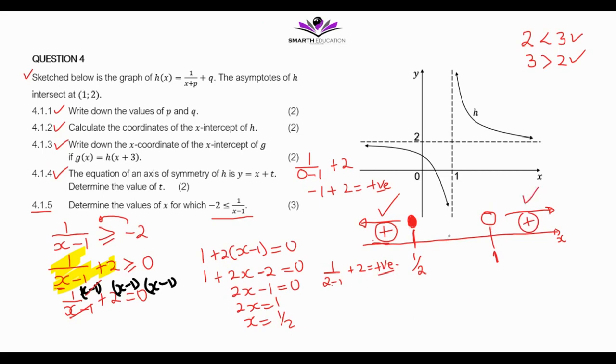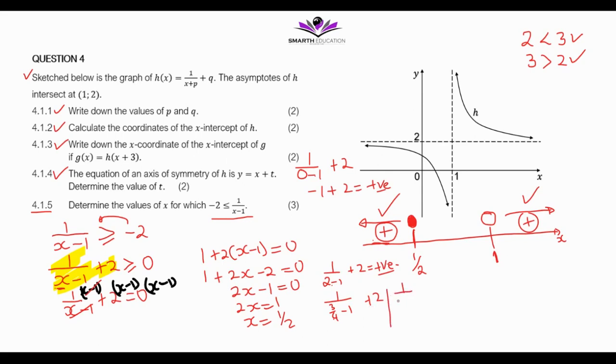Let's pick now anything between 1 over 2 and 1. It can be a fraction. 1 over 2 is 0.5. 0.75 is 3 over 4. Let's pick 3 over 4. So I'll say 1 over 3 over 4 minus 1, plus 2. 3 over 4 minus 1, where 1 is like 4 over 4. 3 over 4 minus 4 over 4, that would be what? It would be negative 1 over 4.